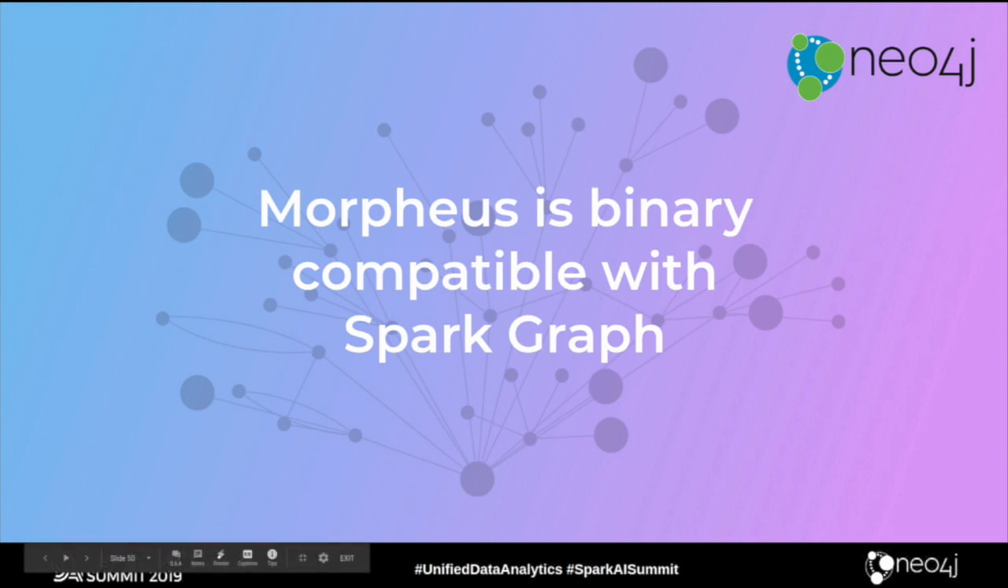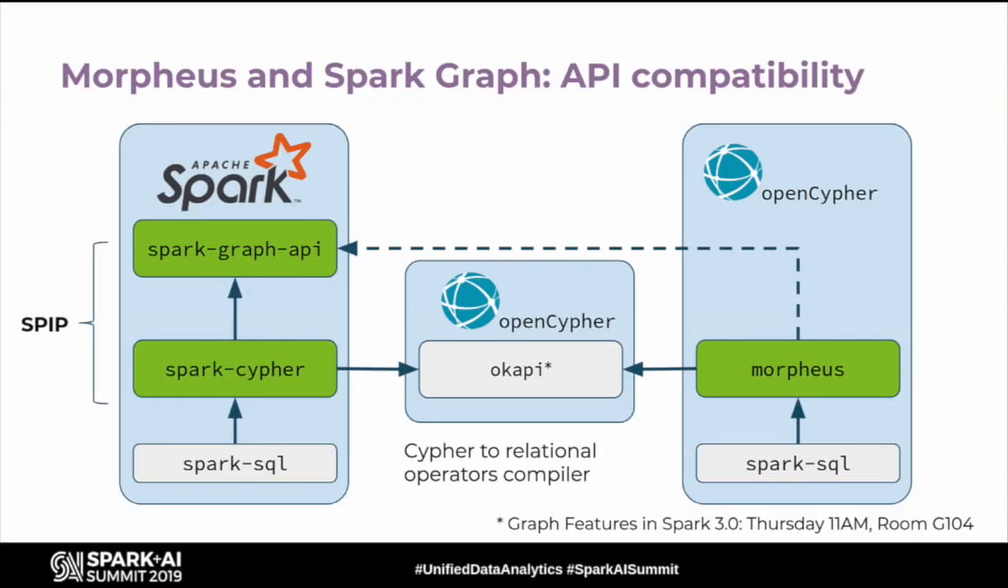So in the last few minutes of the talk, we also want to show you that Morpheus is binary compatible with Spark Graph, which is what we also develop and intend to merge into the Spark project. On the left-hand side, you see again the module structure that Søren already mentioned in Spark: Spark Cypher and the Spark Graph API, which is all based on Spark SQL. On the right-hand side, you see Morpheus, which is also open source, an openCypher managed project, which implements the same API. This means you can switch out the dependencies in your project and run Morpheus and get the extra capabilities of property graph data sources, Cypher 10 features, and all the nice stuff we just demonstrated.